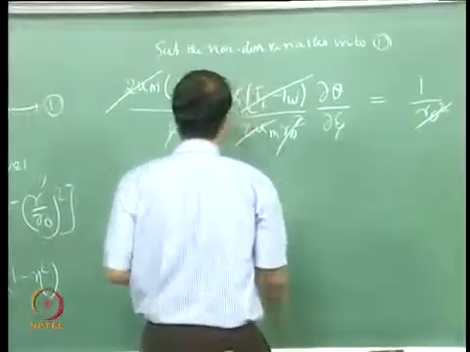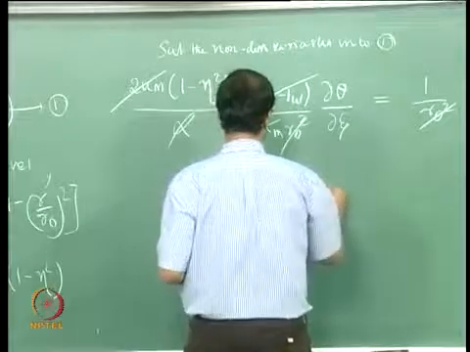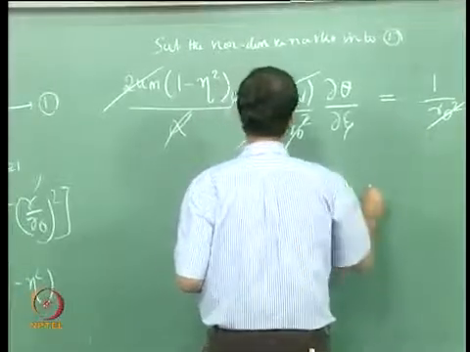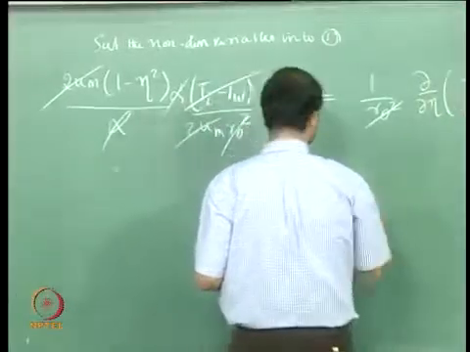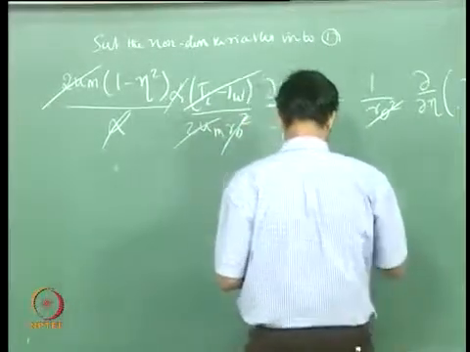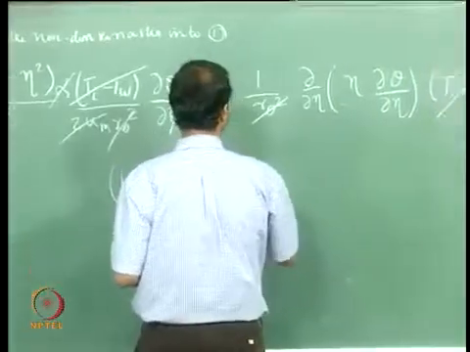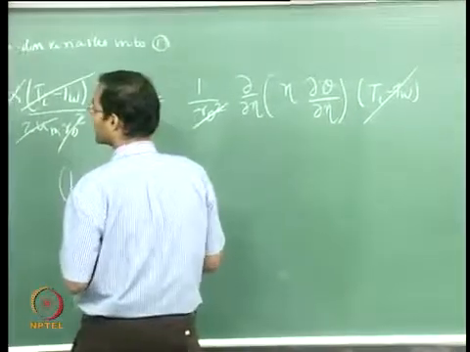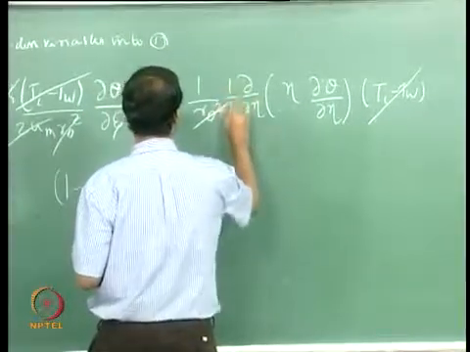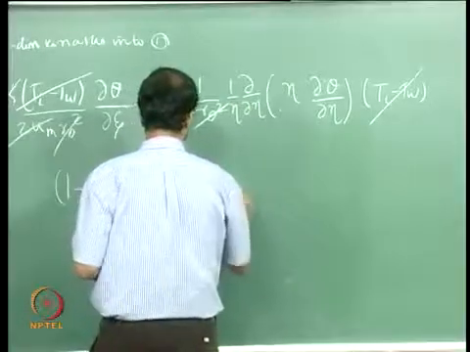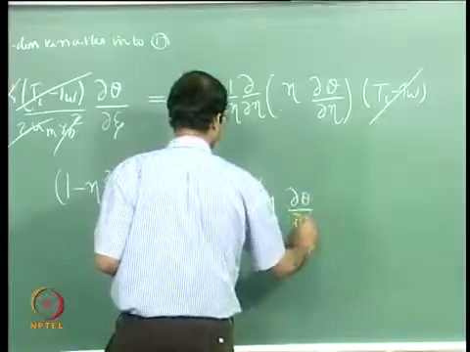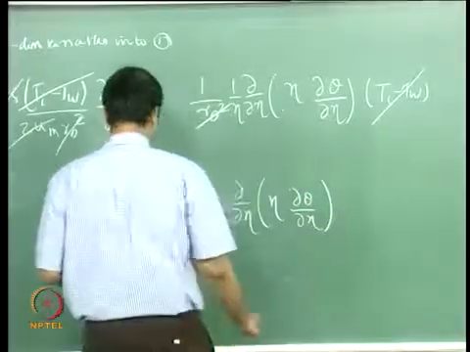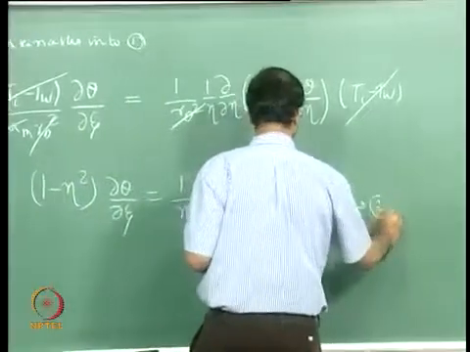So finally you are left with an expression: 1 minus eta square into d theta by d zeta, which is equal to whatever is there on the right hand side, 1 by eta, d by d eta of eta d theta by d eta. Let me call this equation number 2.